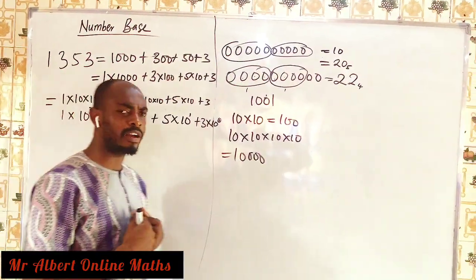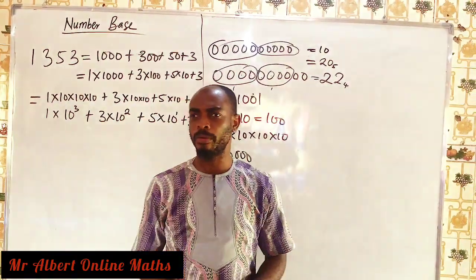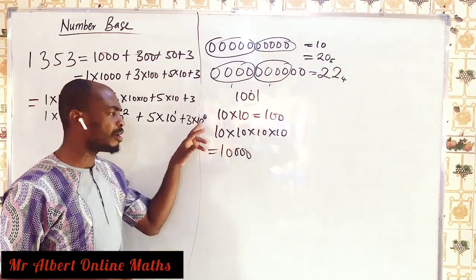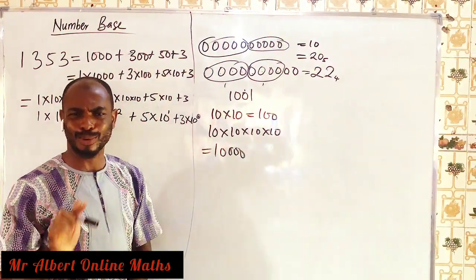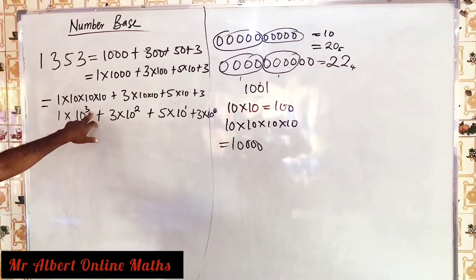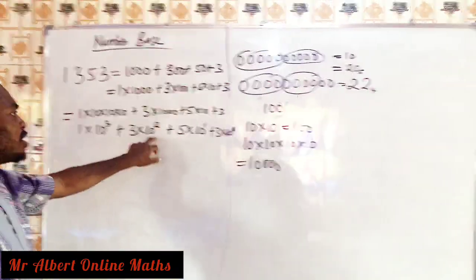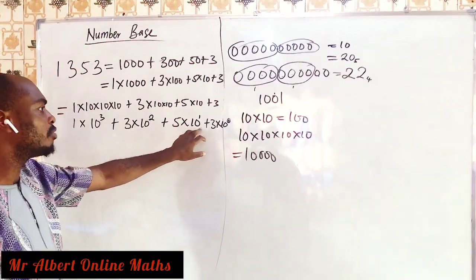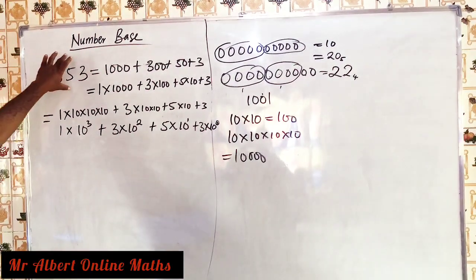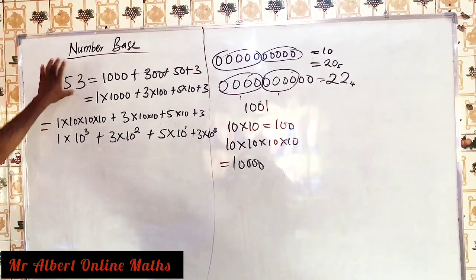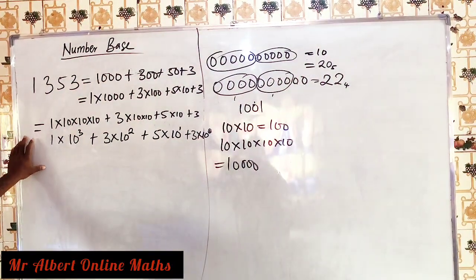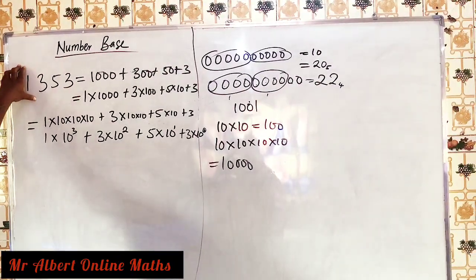Take note, if Mr. Albert is a number, Mr. Albert raised to the power of 0 is 1. At all points you see a number raised to the power of 0, just know it is 1. So at this point, 1 times 10 raised to the power of 3 plus 3 times 10 raised to the power of 2 plus 5 times 10 raised to the power of 1 plus 3 times 10 raised to the power of 0. Please take note of this point. This is the point we want to draw our generalization from. At this point, I told you that this number is in base 10.